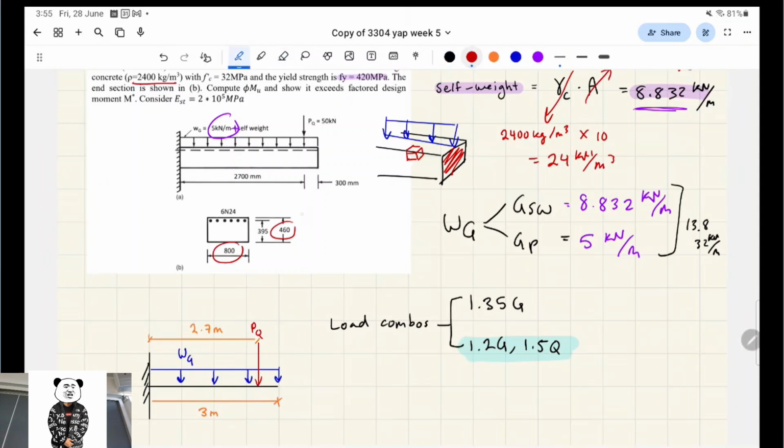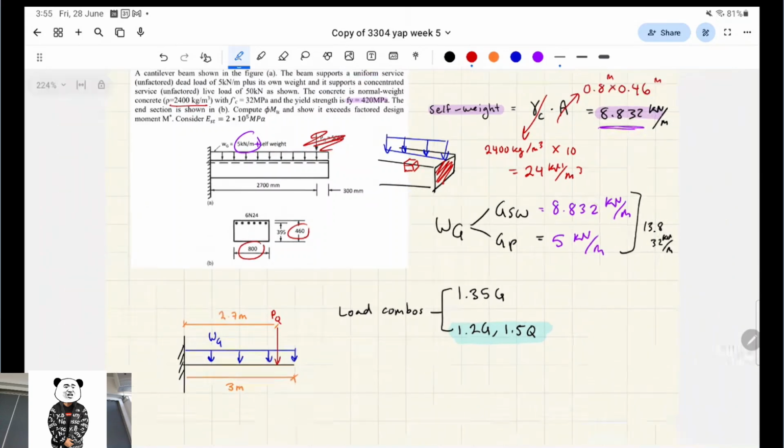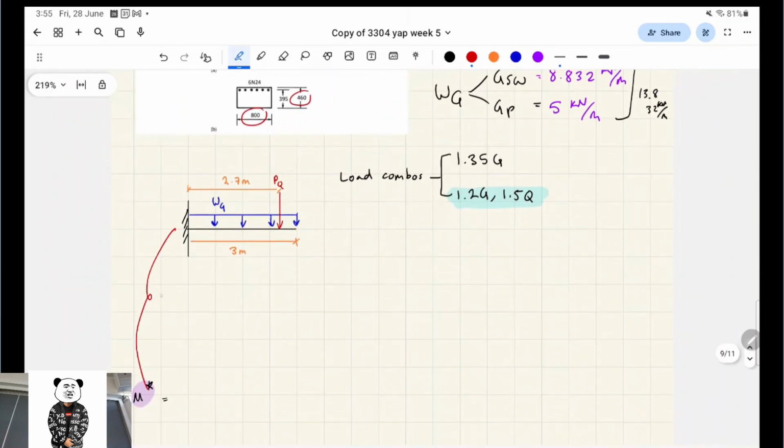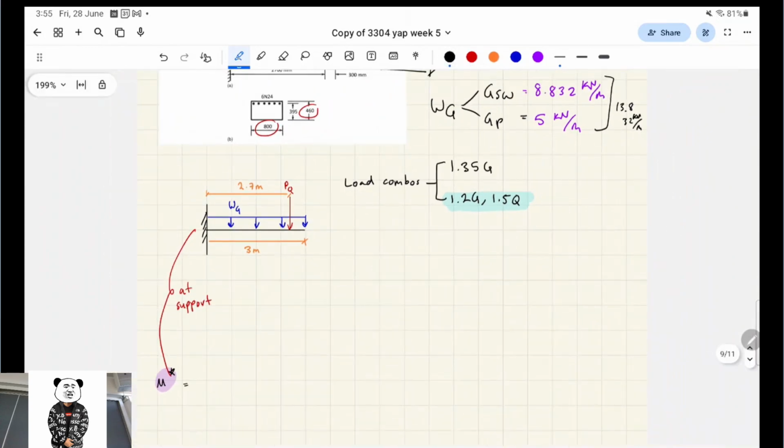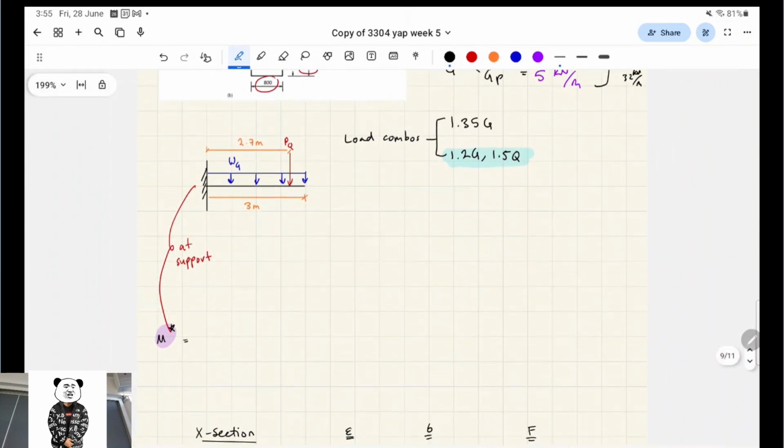So generally, if we ignore the point load quickly, if we get a bending moment diagram, it'll look like that for a distributed load. So on a cantilever, it's always at the rigid end, right? What we're trying to do is find the maximum moment at the support. We have to do that by comparing 1.35G and 1.2G plus 1.5Q.